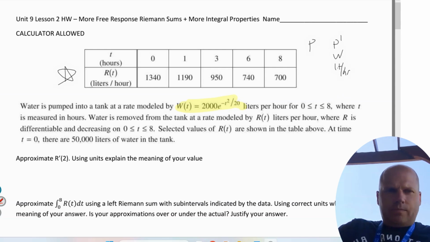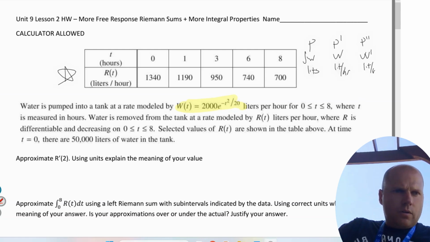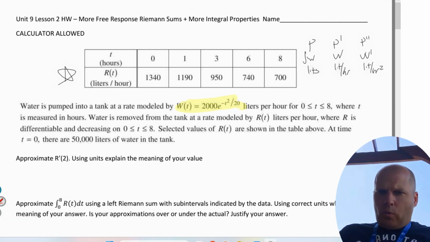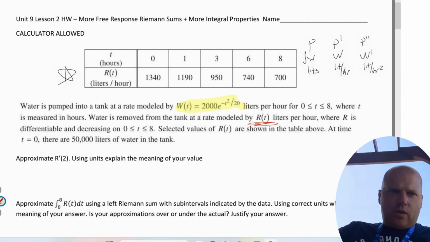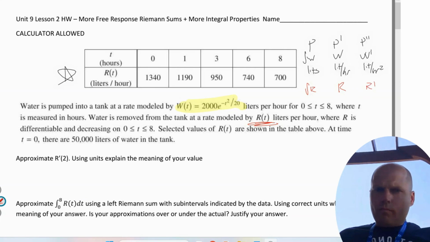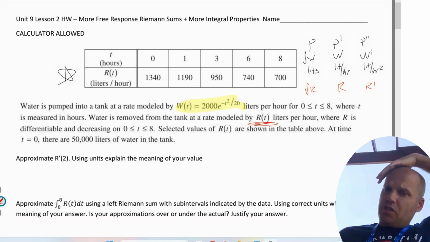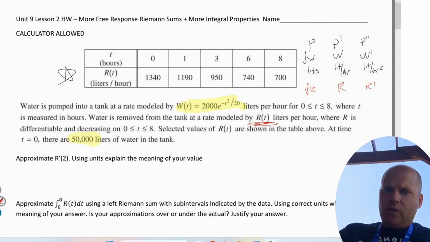The units are liters per hour. That means if you accumulate W, you'll get liters. If you take the derivative of W, you'll get liters per hour squared. We got water removed by R. R is also a derivative. R is decreasing and differentiable. We have an initial amount, 50,000 liters.